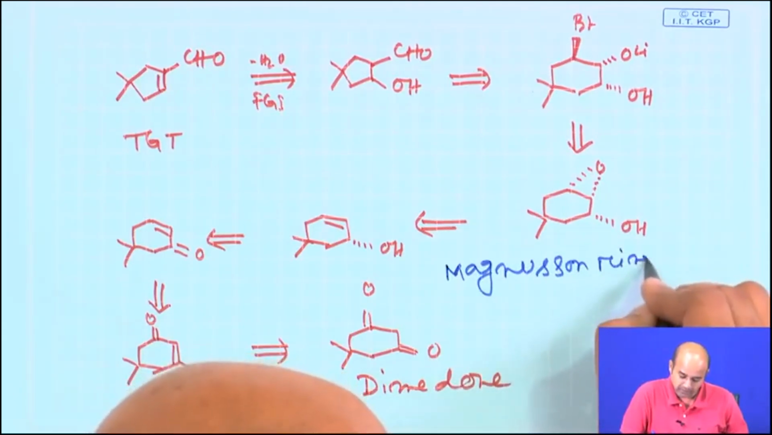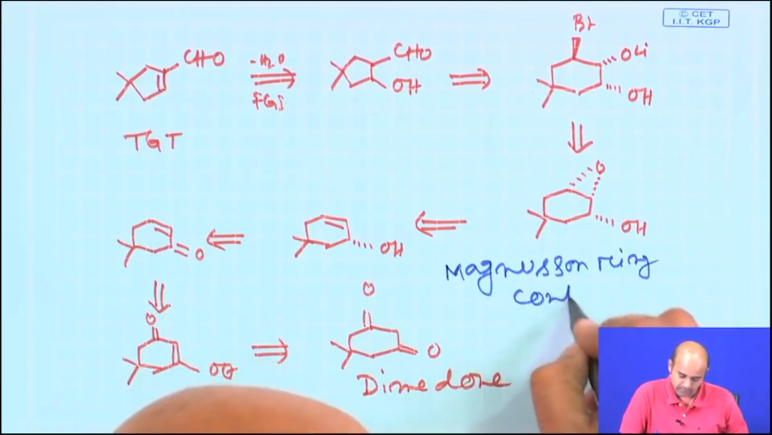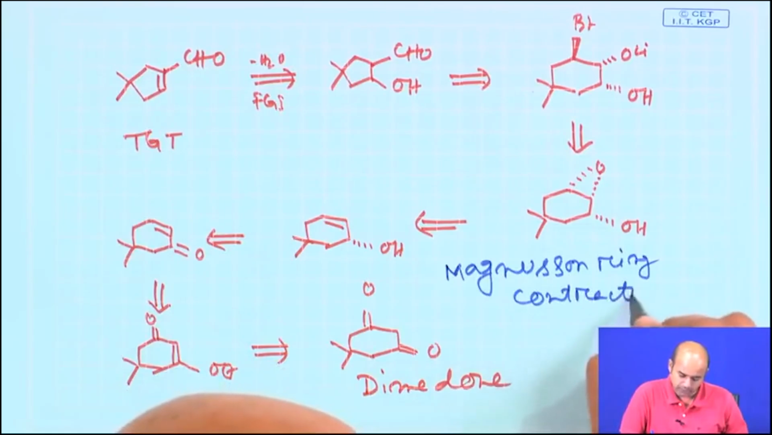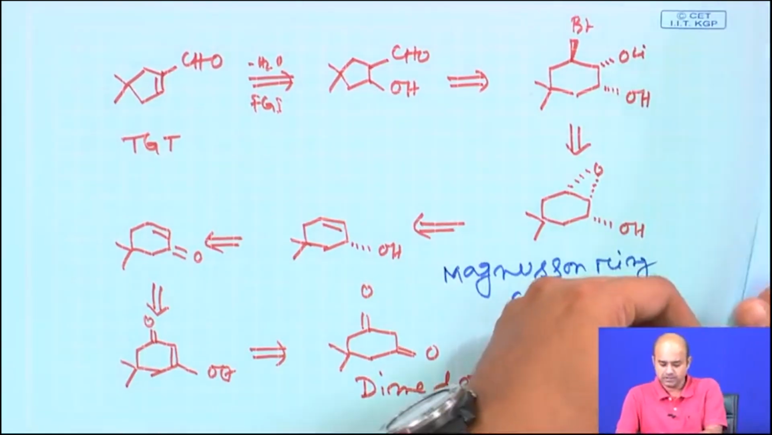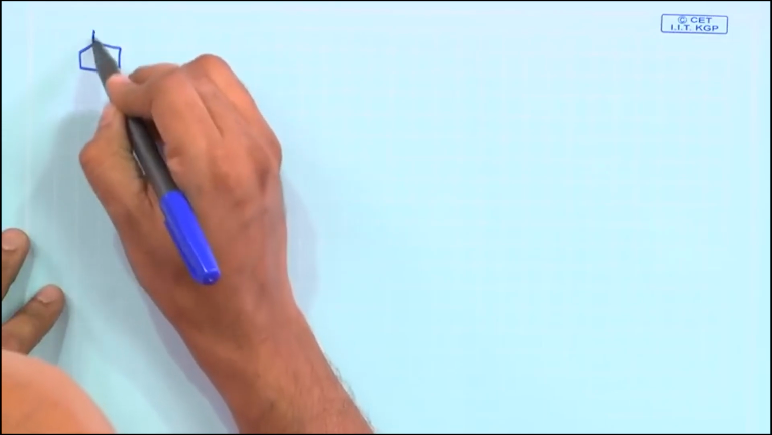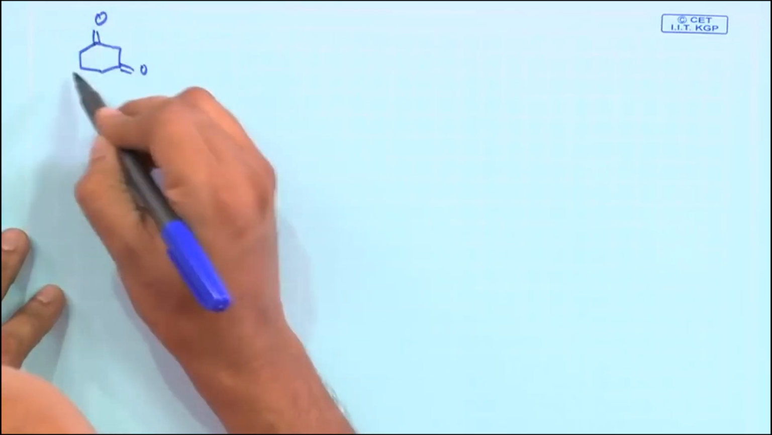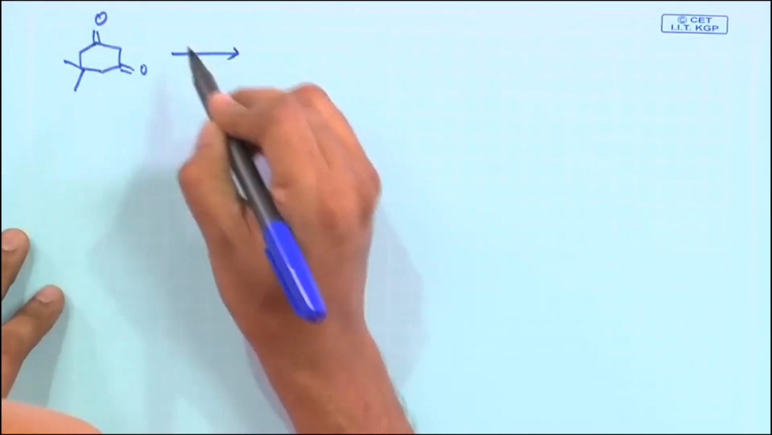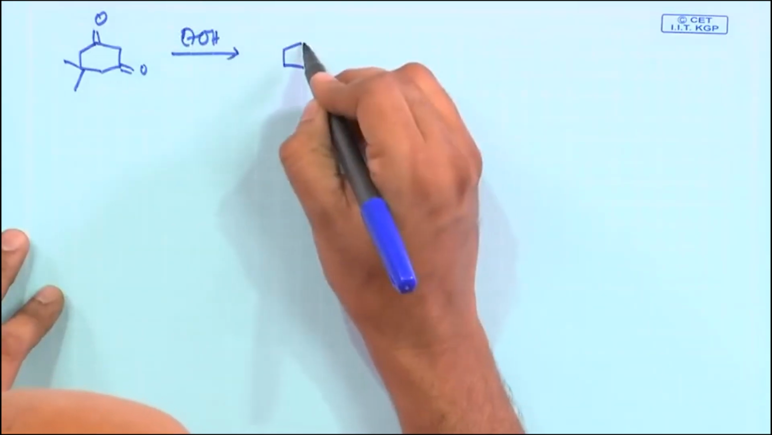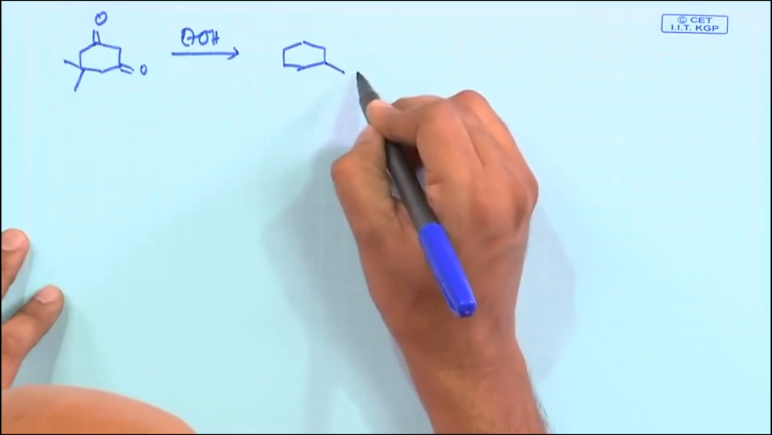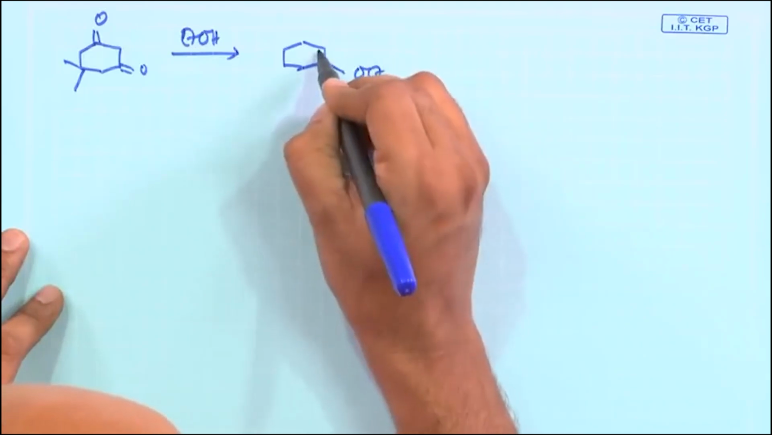Magnuson ring contraction. We will try to explore every detail of this particular reaction. Let us go one by one. Initially your starting material is dimidone. Dimidone is a very simple compound. Dimidone is treated with ethanol, it will be instantly tautomerized and forms the vinyl ether.